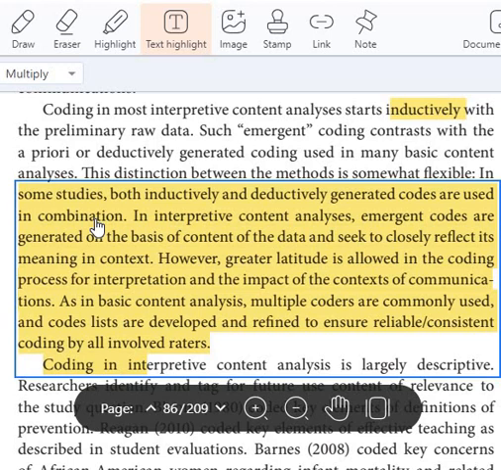In interpretive content analyses, those emergent codes are generated on the basis of content of the data and seek to closely reflect its meaning in context. That's why context is important. However, greater latitude is allowed in the coding process for interpretation and the impact of the contexts of communications. As in basic, however, here we're talking about basic, multiple coders are commonly used, and code lists are developed and refined to ensure what? Reliable, consistent coding by all the involved raters.